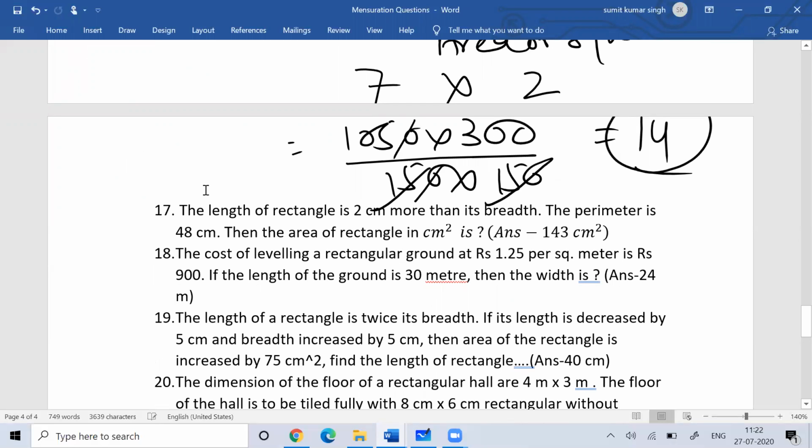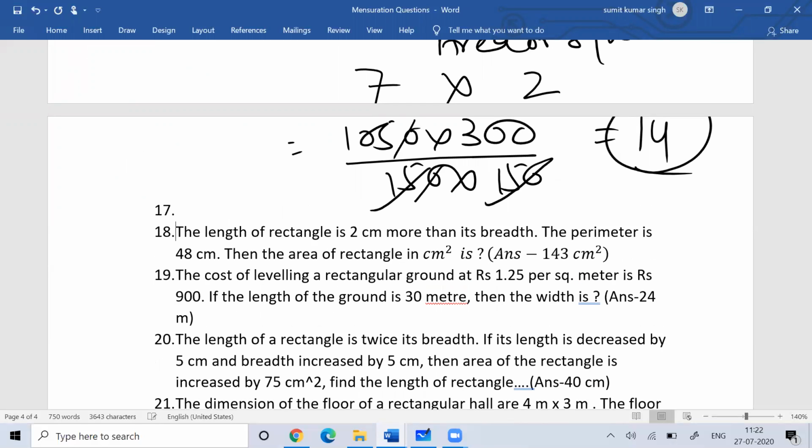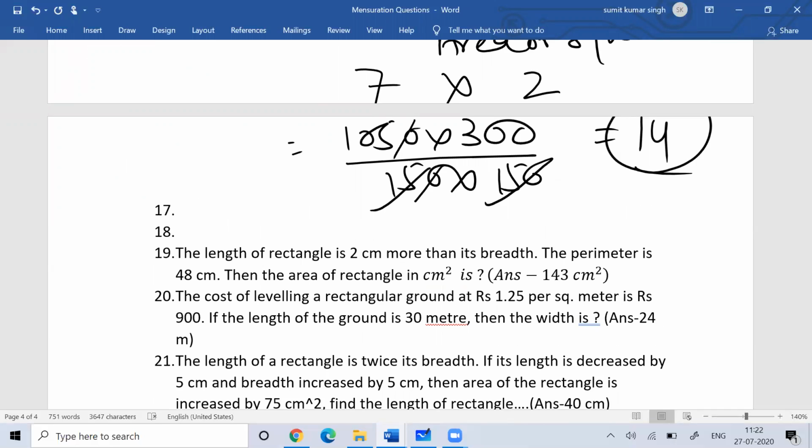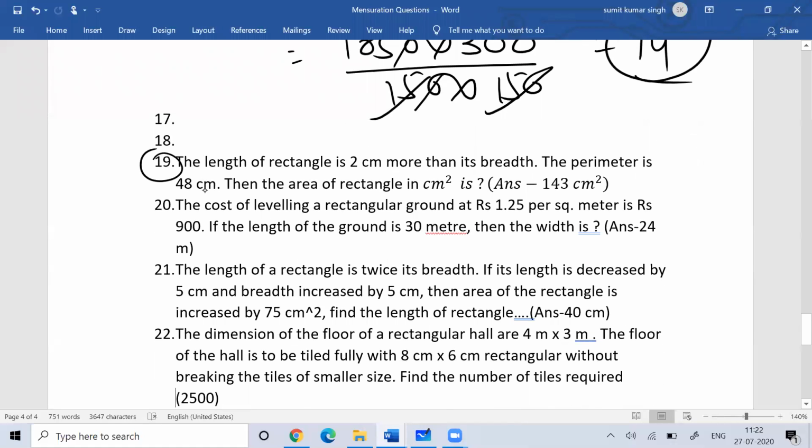So try the next question, everyone. Everyone try this question. Think how you can do this. Anyone, any doubt? Whatever questions I have done, does anyone have any question to ask? Try these three questions, everyone.